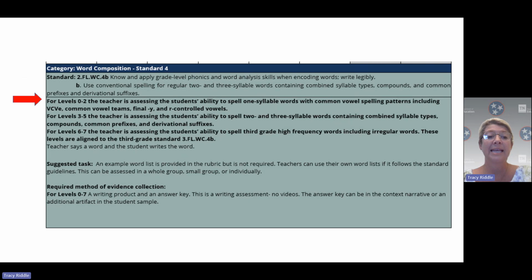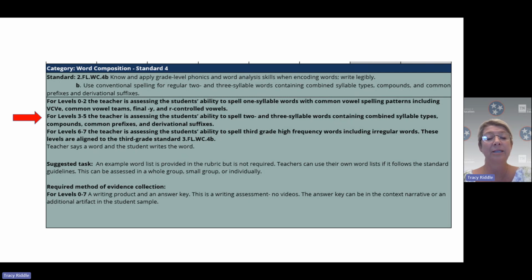For this standard, you may need to start with the first grade expectations first. In first grade, the teacher is assessing the student's ability to spell one-syllable words with common vowel spelling patterns that include VCVE words, common vowel teams, final Y, and R control vowel words. Once the students have mastered this standard, then you can move into assessing the second grade standard.